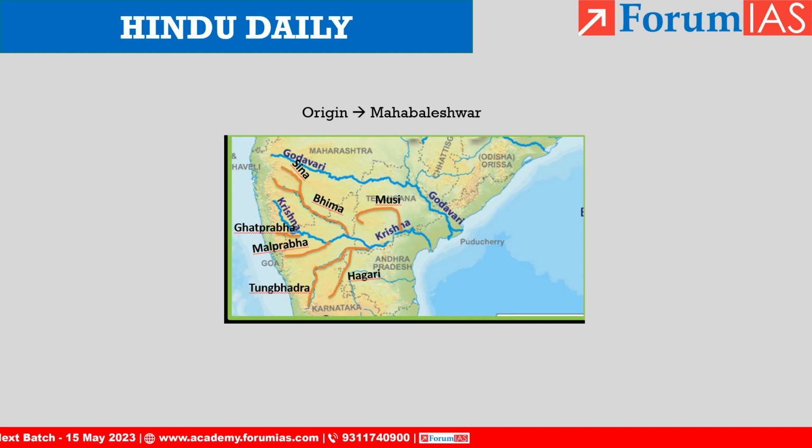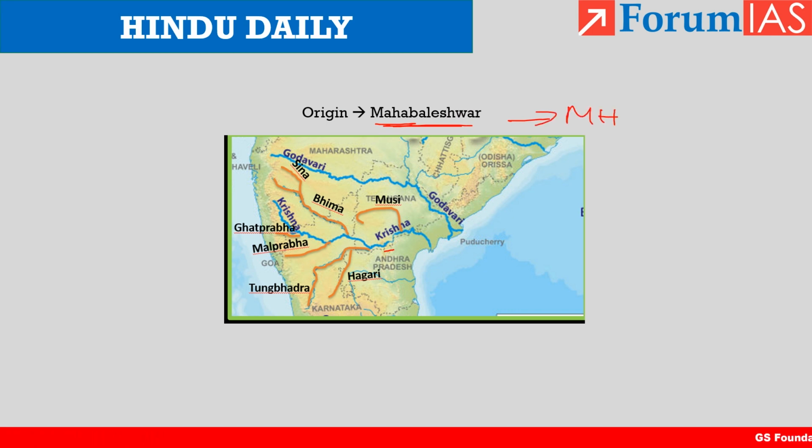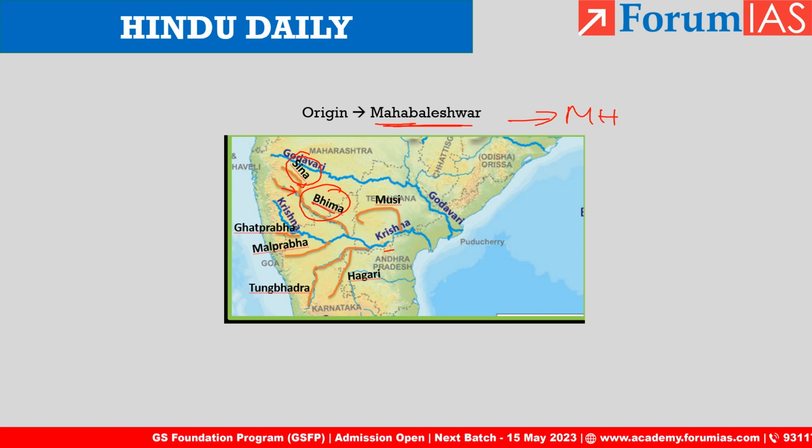Alright, now we will see the map pointings. So, we have the Krishna River, and the origin of the Krishna River is Mahabaleshwar, and this Mahabaleshwar is located in Maharashtra. So, the Krishna River has left bank and right bank tributaries. The biggest tributary of Krishna River is the Bhima River, which is a left bank tributary, and this Bhima River has a tributary called Sina. So, Bhima and Sina merge together and form Bhima.